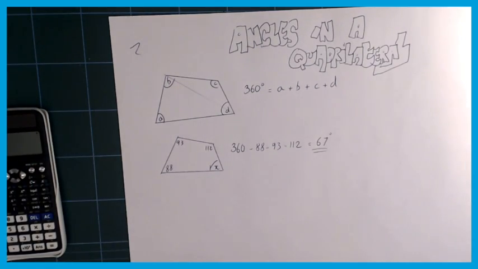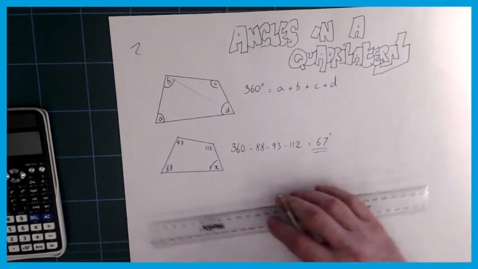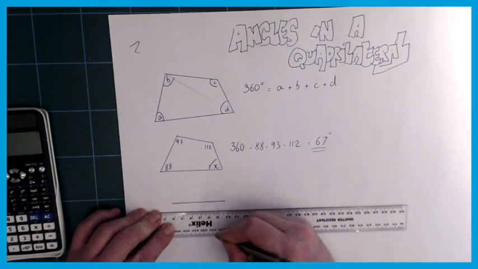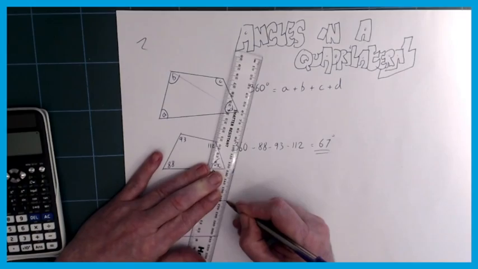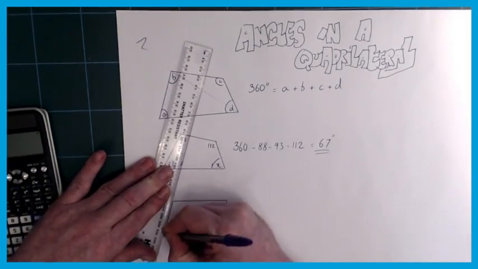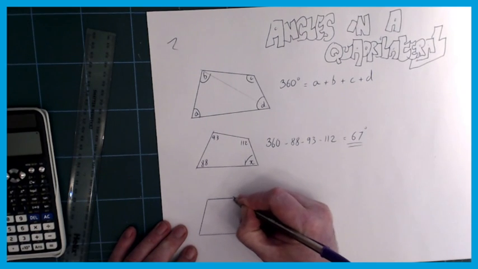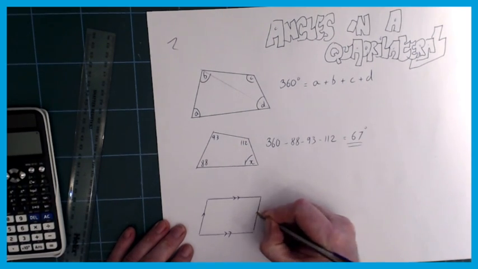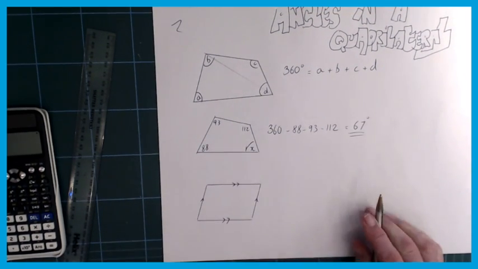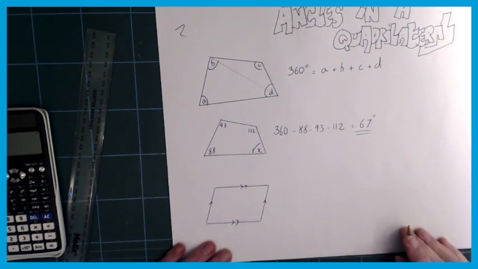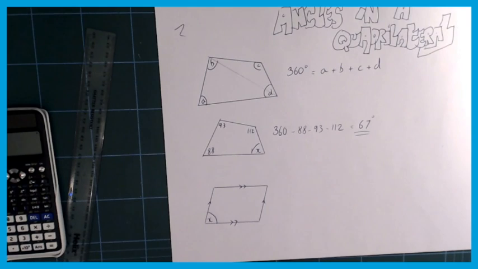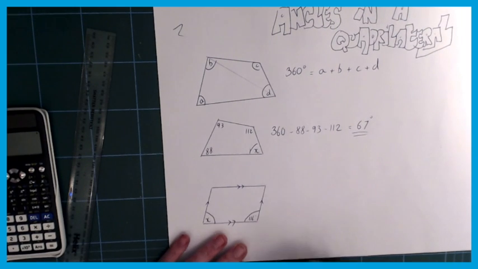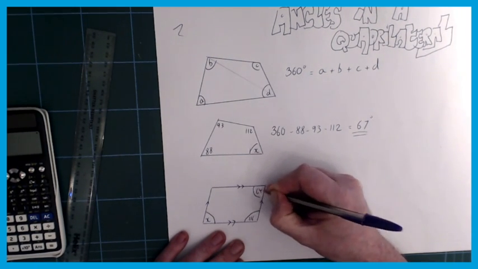Okay, let's think about another type of quadrilateral we've done before. Let's look at this shape here. These 2 lines are parallel, and these 2 sides are parallel. So if you remember, that's called a parallelogram. So we need to work out what this angle here is. And all we're given is 116 and 64.